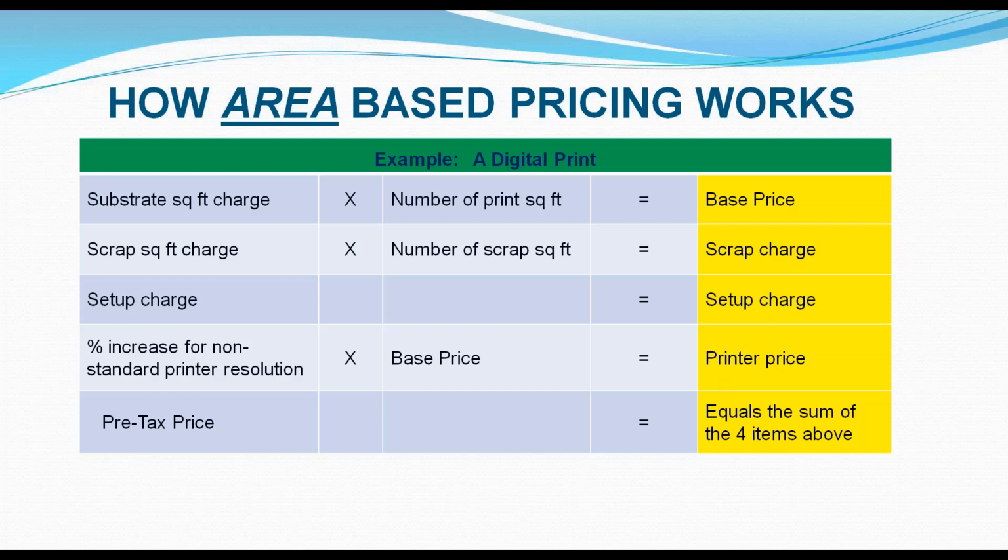So essentially any of the material that you can't put back into inventory in order to recoup some of that cost. Then you may add a setup charge to it, such as carrying some of the weight of getting your machine set up, your labor, administrative fees, things of that nature. And then you may or may not have percentage increases based on non-standard printing options. In this example, we're saying that the printer resolution might be a higher quality or a higher speed, and you need to increase your price. And then all those numbers summed together will form your pre-tax price.